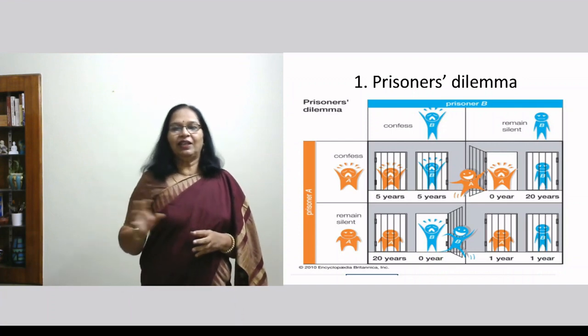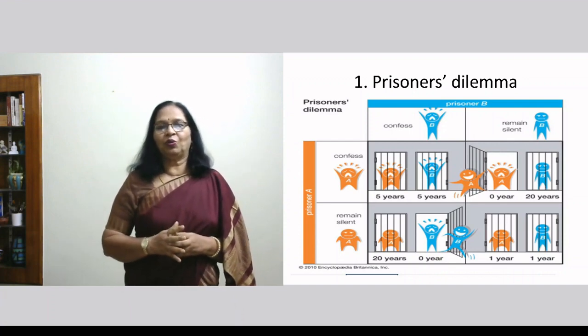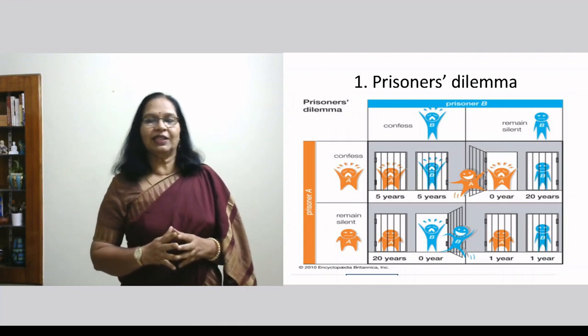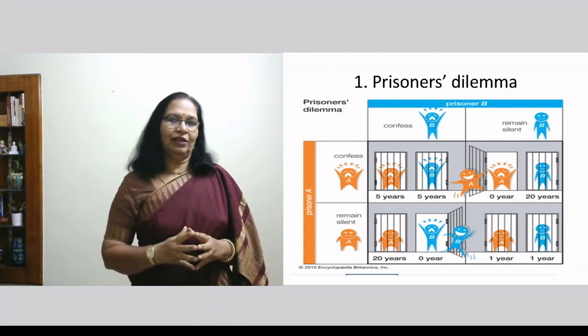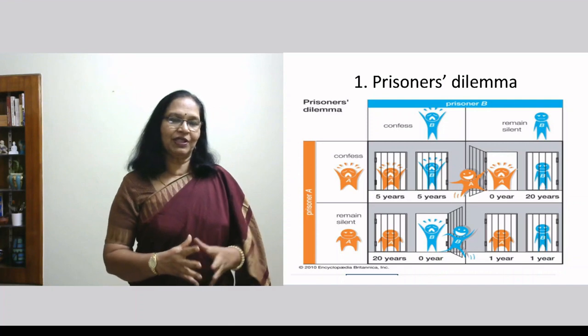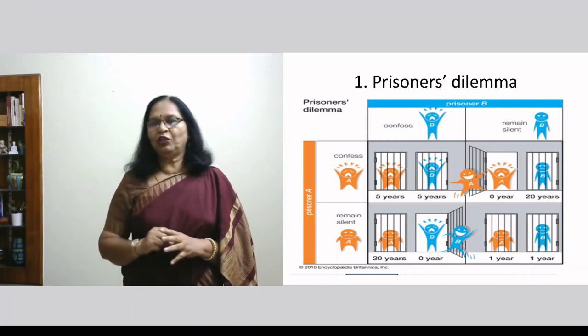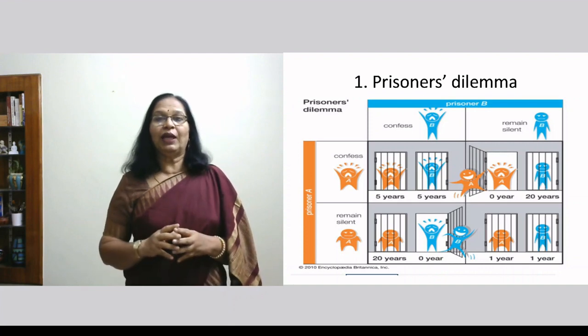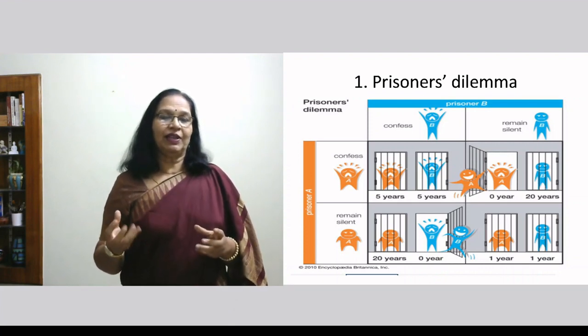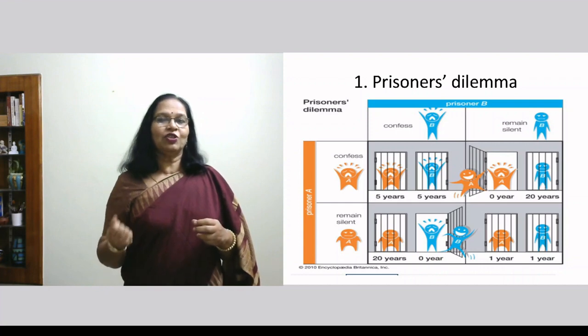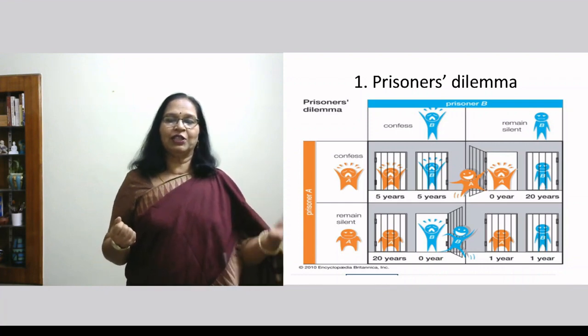Now, look at the other quadrant. In this particular case, prisoner A will confess and prisoner B does not choose to confess. Well, he could do that. He can assume that he doesn't want to confess, and he does not know that prisoner A is going to confess.